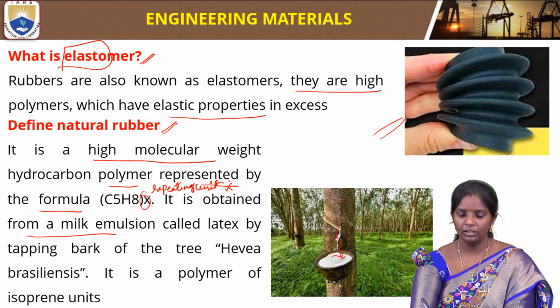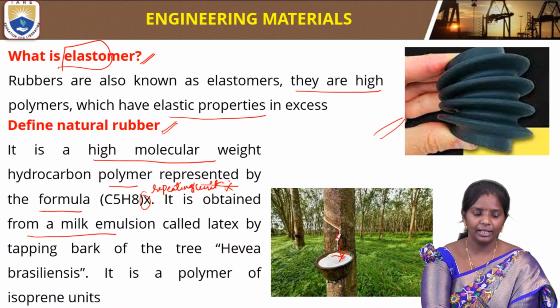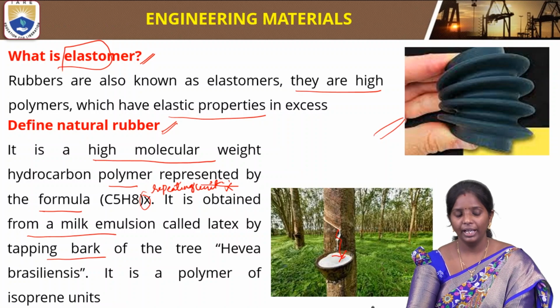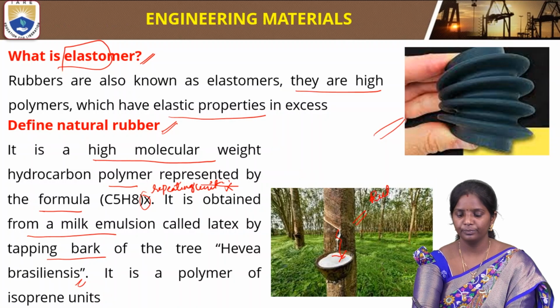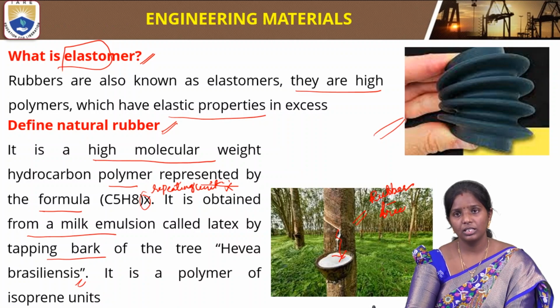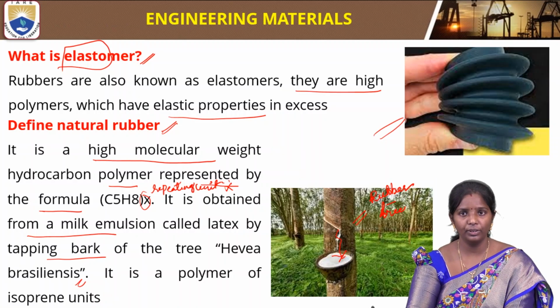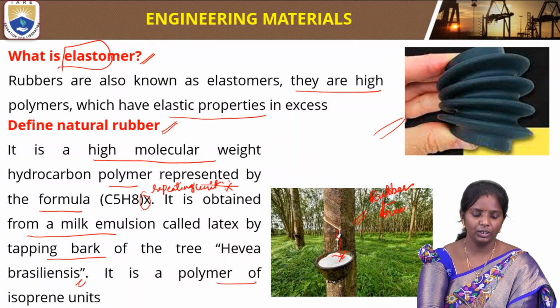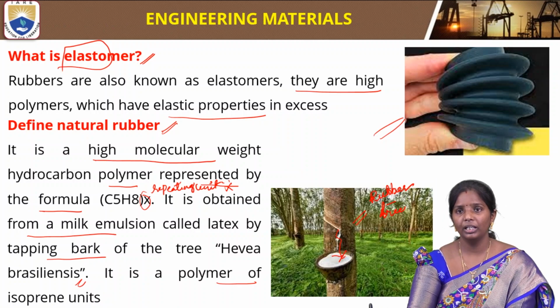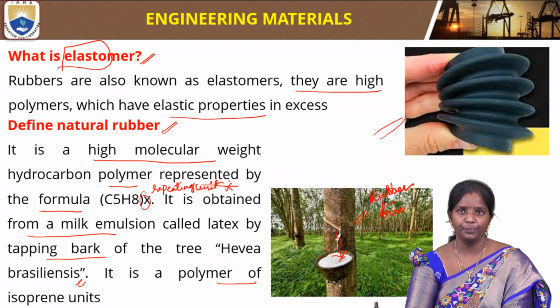If you see this, the tree is giving off a milk emulsion. This is called latex, obtained by tapping the bark of the tree Hevea brasiliensis. The common name is rubber tree, and the botanical name is Hevea brasiliensis. We extract rubber from this tree, and this is called natural rubber. It is a repeating polymer of isoprene units. So this forms the natural rubber.